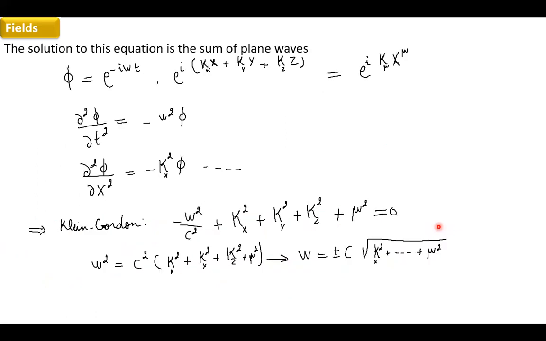And the solution to this equation is a sum of plane waves. So if you have a plane wave phi, which is e to the minus i omega t, where omega is the pulse or the angular frequency, 2 pi times f, times e to the power i times kx of x plus ky of y plus kz of z. k is the wave vector.